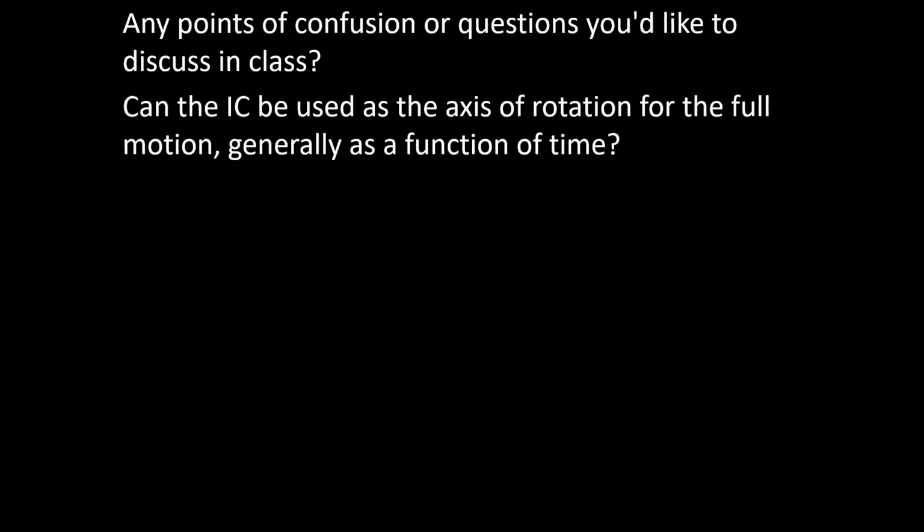All right, any points of confusion or questions you'd like to discuss in class? Just a little confusion about the IC. Can it be used as the axis of rotation for the full motion generally as a function of time? No, I was just hoping that you would pick off the obvious answer and not get into the weeds too much: the IC is only good for an instant in time, and then the IC may change location, so you can't use it as the axis of rotation generally as a function of time. Because it changes location, it's only good for an instant.